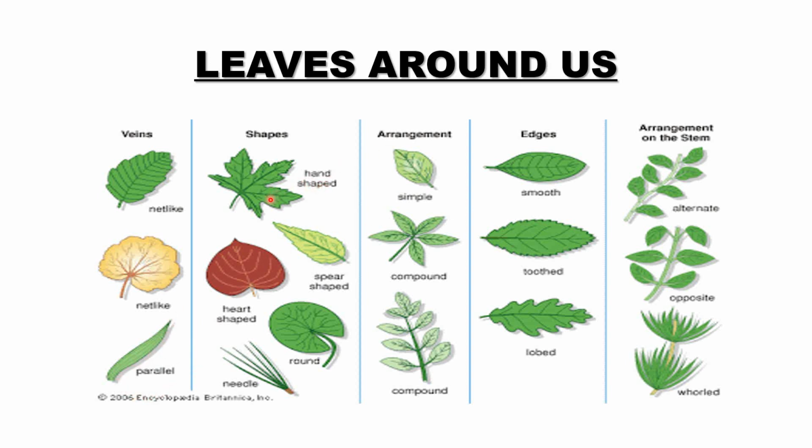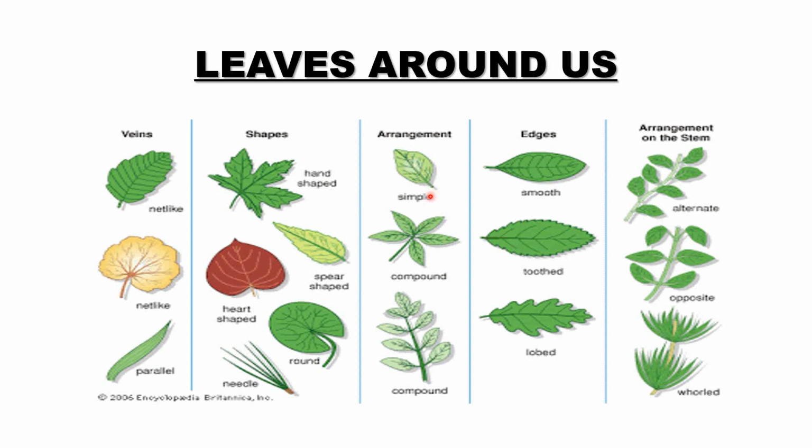Now comes on the basis of shapes. You can see here it is a hand shaped, spear shaped, heart shaped, round shaped and needle shaped leaves. Looking so beautiful. Now comes here the arrangement. What arrangement? Arrangement of leaf on a branch.